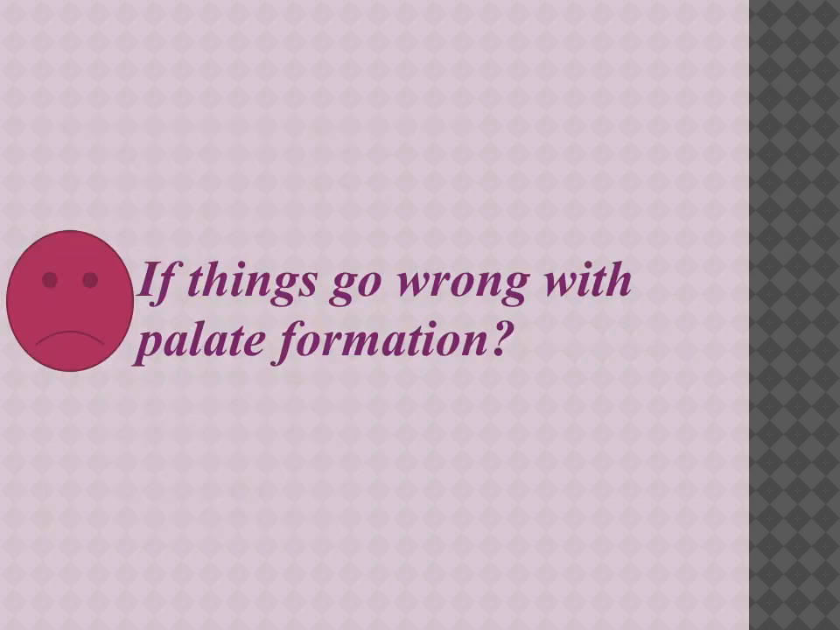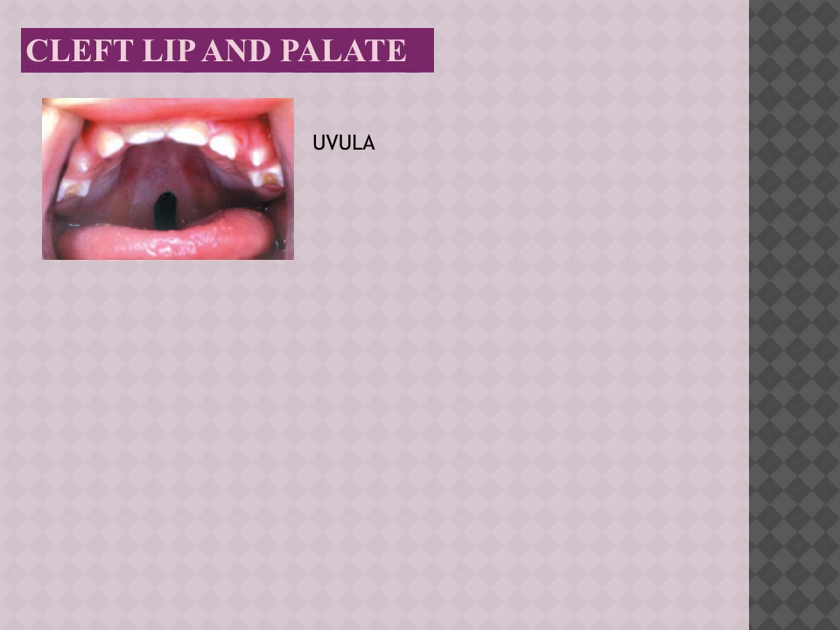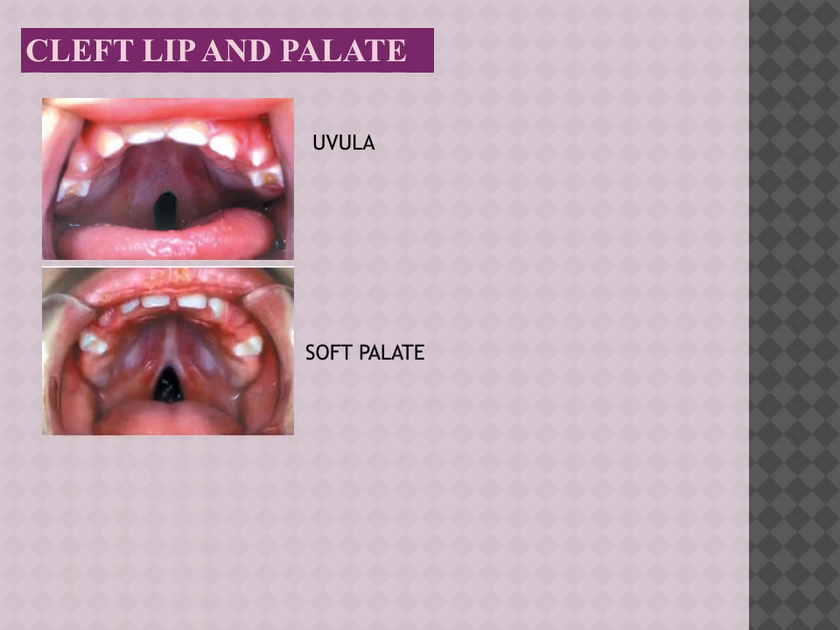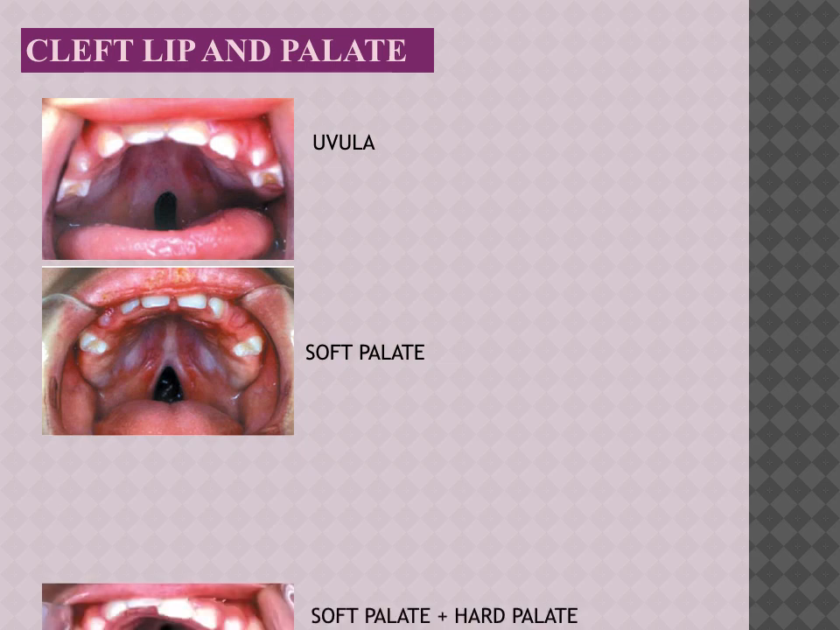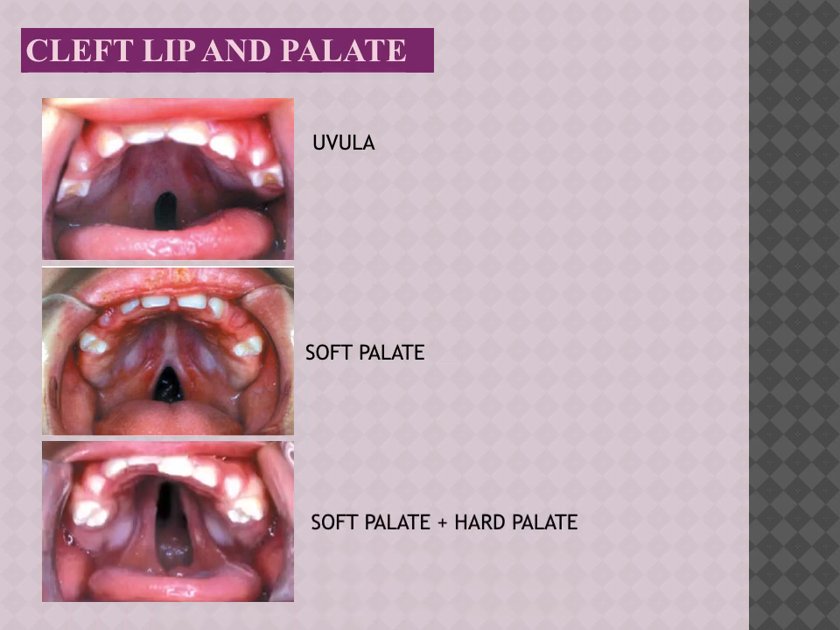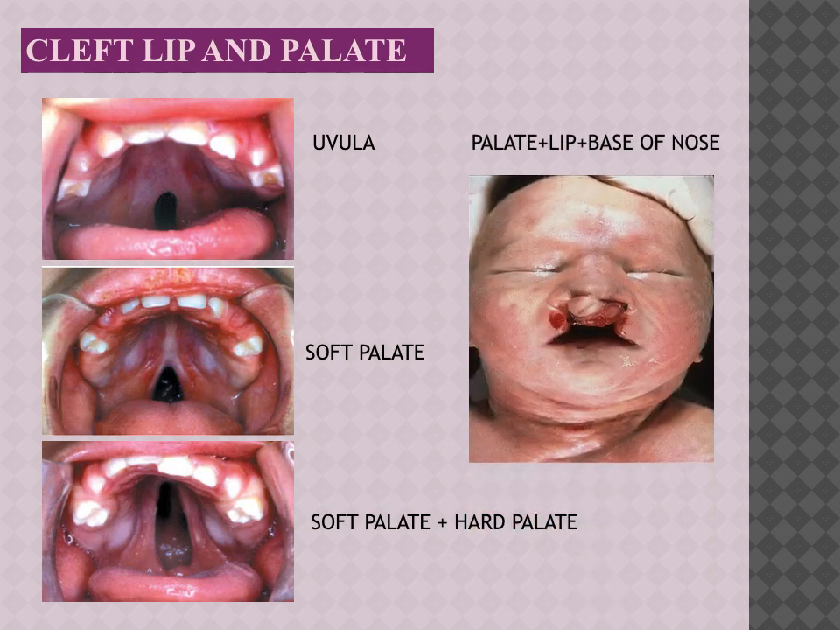What if things go wrong with palate formation? Then it can be to different extents depending upon which part failed to fuse. If the malfusion is limited to the uvula, you'll have a cleft of uvula, as seen in this picture. If it is involving the entire soft palate, then you will have a cleft of soft palate. If it involves the entire palate, then it can look like this, or it can be as disfiguring as involving the palate, lip, and even the base of the nose.